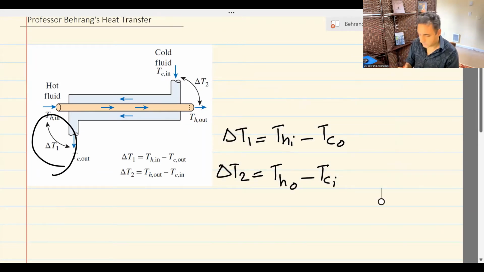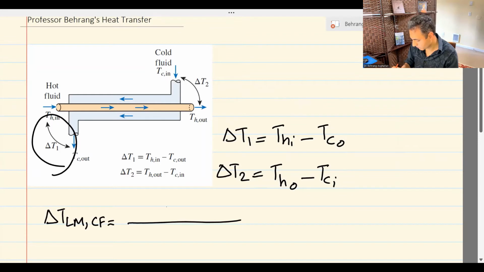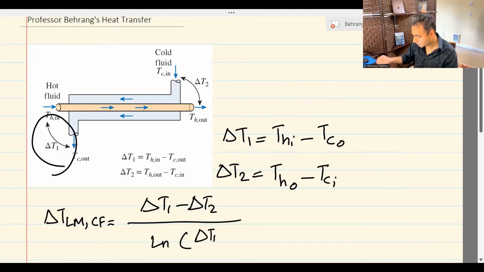Once you have this, then you can calculate the LMTD, delta T_LM, for counterflow. Delta T_LM for counterflow is calculated with the same equation as before: delta T1 minus delta T2 over ln of delta T1 over delta T2.